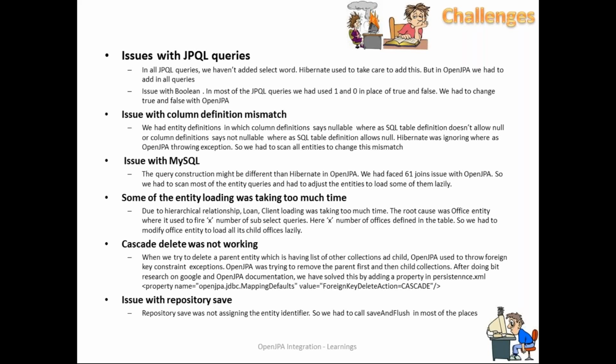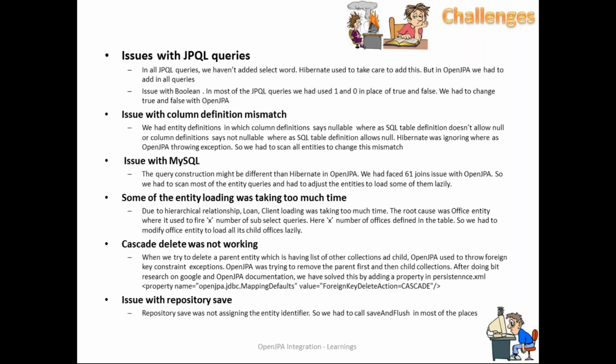But in case of OpenJPA, it is more strict in the syntax and other things. So you have to have select as the first word. So you have to say like select loan from loan where loan ID equal to this. And Boolean values also.